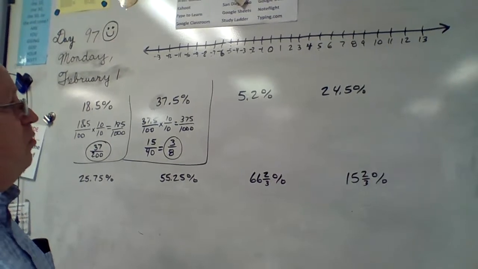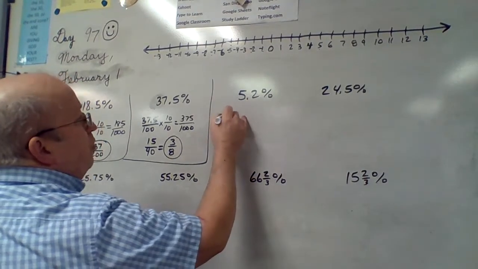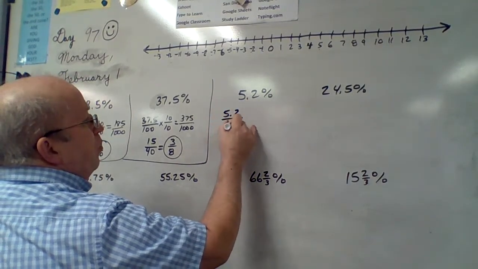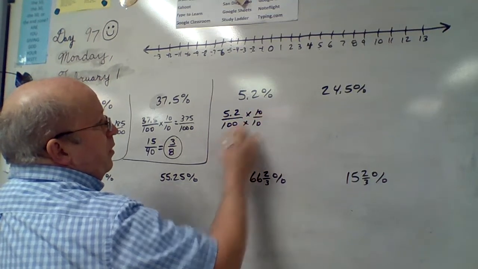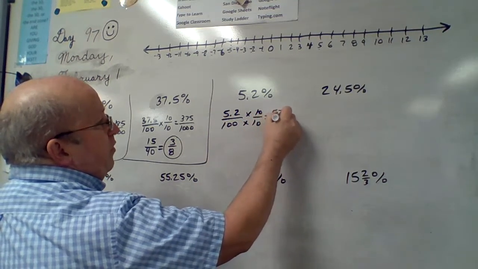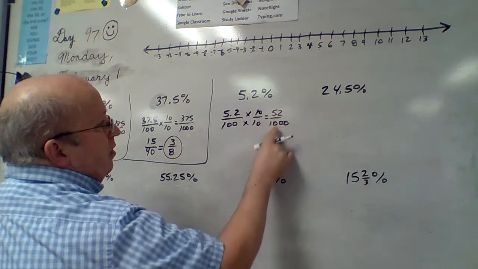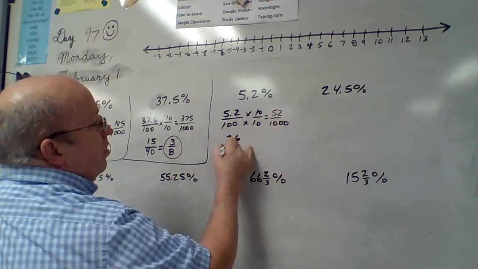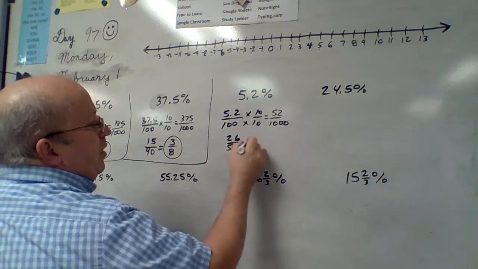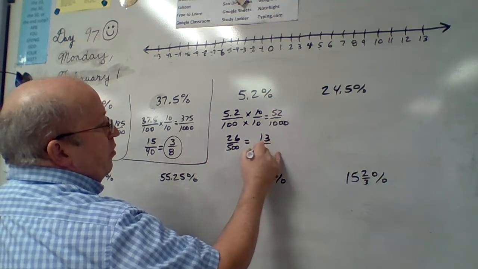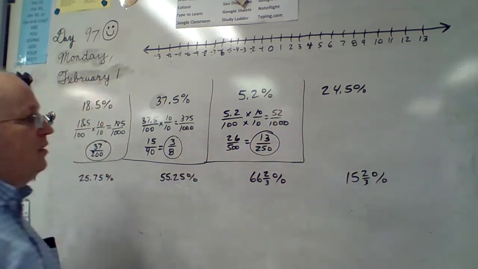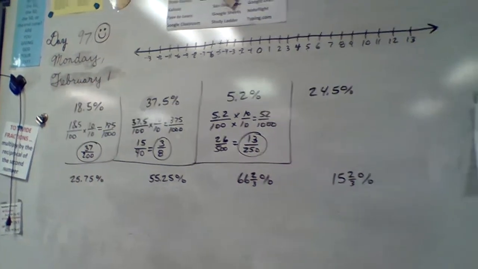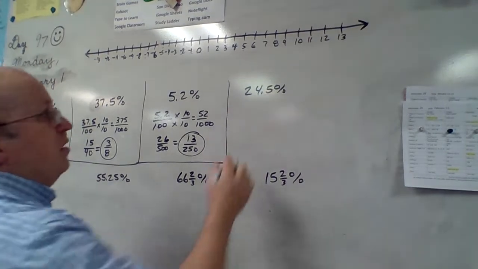Let's move over to this one here. 5.2% would be 5.2 over 100. Let's multiply the top and the bottom by 10 over 10, and we get 52 over 1,000. Divide by 2, we get 26 500ths. Divide by 2 again, we get 13 over 250, and we're done there. Let's try the next one.